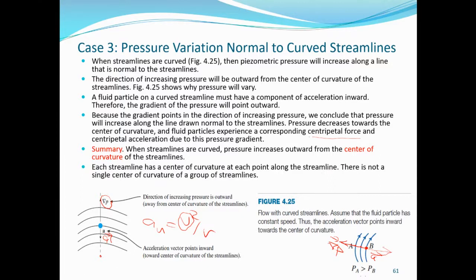And each streamline has a center of curvature at each point along the streamline. There is not a single center of curvature for a group of streamlines. Each streamline has its own center of curvature. So don't look at this as if they have the same center of curvature. Of course, when they are straight and parallel, the center of curvature is at infinity for all of them.